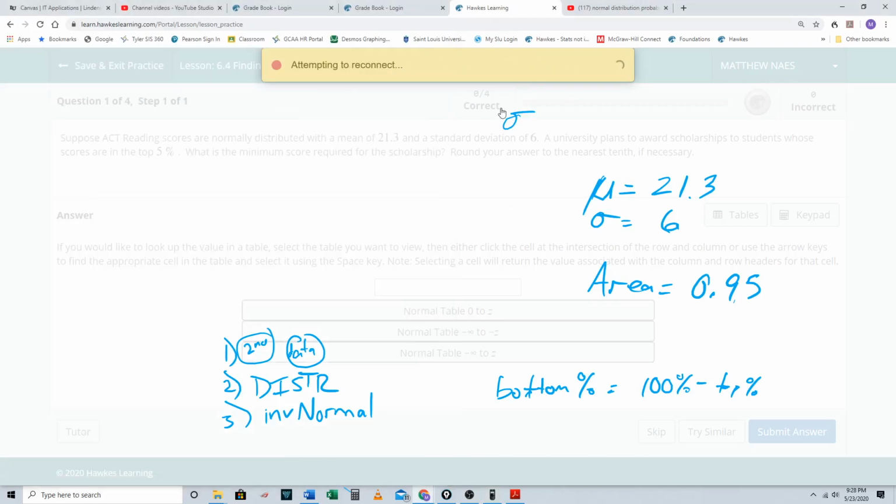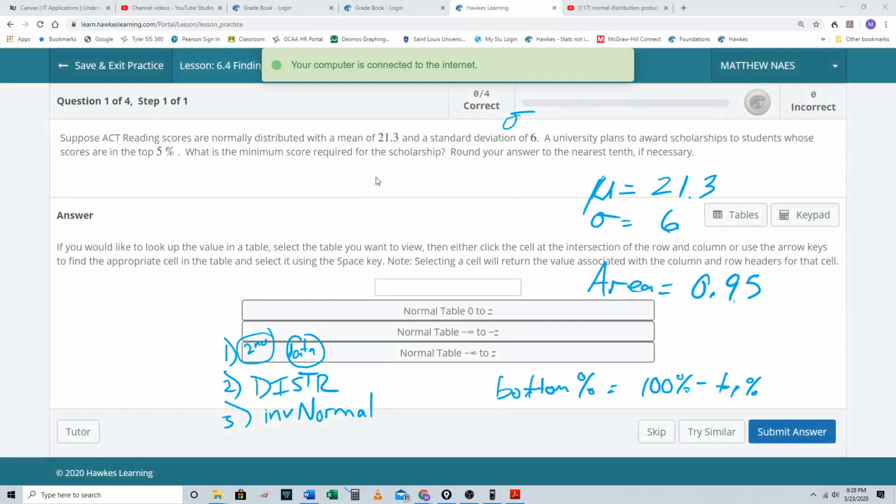Let's see here. Reconnect. Come on, reconnect. Now I don't know what's going on at this point. Good old Charter. All right, give me a second. I'm going to pause. Oh, okay, there it goes.